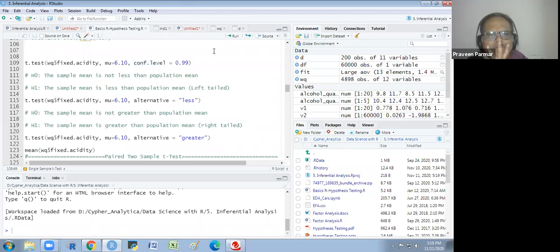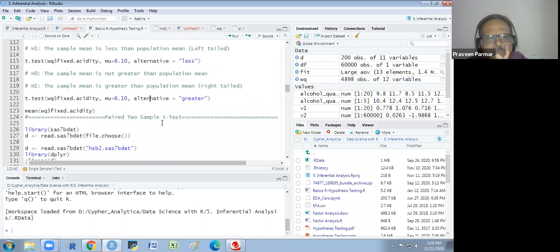Then we are talking about the one tail, so you could write it in this way. This is at the 95% level as well.